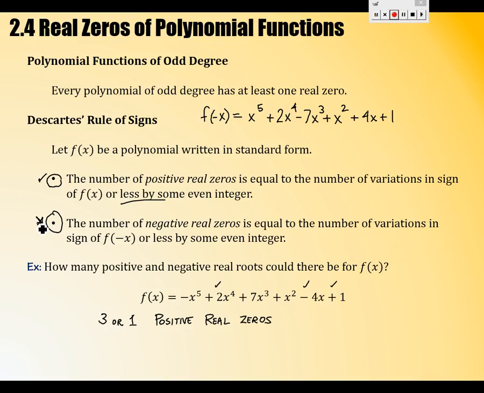Ready? 1, no, 0, no sign changes. You ready? 1, 2, and that's it, right? All right. So what do we say here? How many negative? Yeah, 2 or 0. So it either crosses the negative x-axis 2 times or 0 times over here.